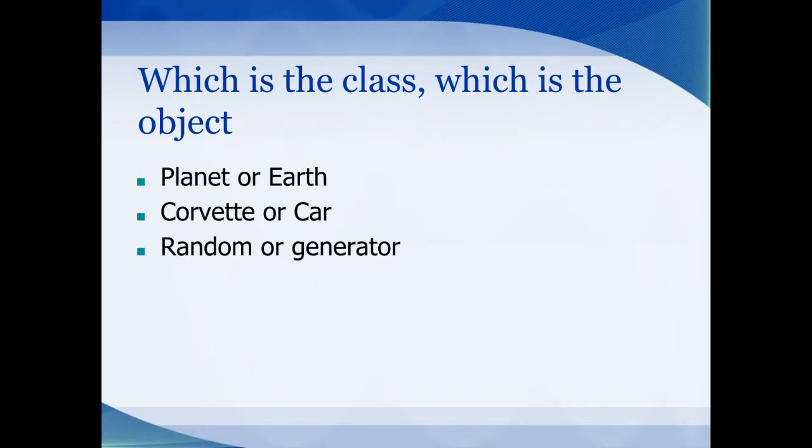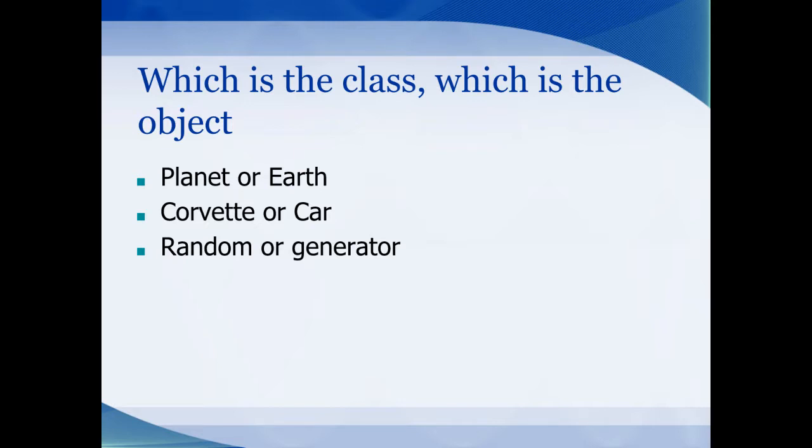So now here I'm going to let you try and guess. Try and figure out which is the class and which is the object between planet and Earth. Did you get that? Since Earth is a type of planet, then planet would be the class or the blueprint, and Earth is the object or an instance of the class. Okay, let's try the next one. Corvette or car? Which is the class, which is the object? All right, since a Corvette is a type of a car, then car is the class, Corvette is an object or an instance of the class.